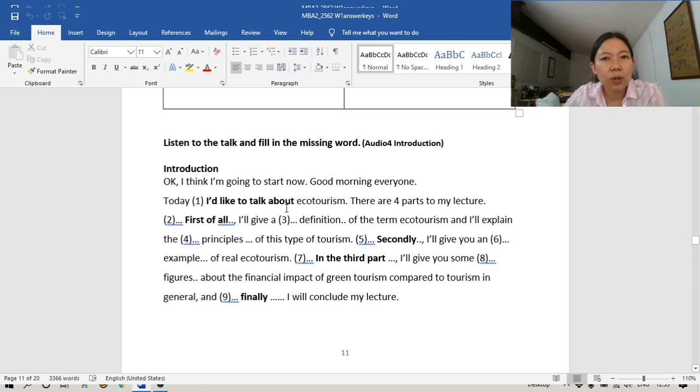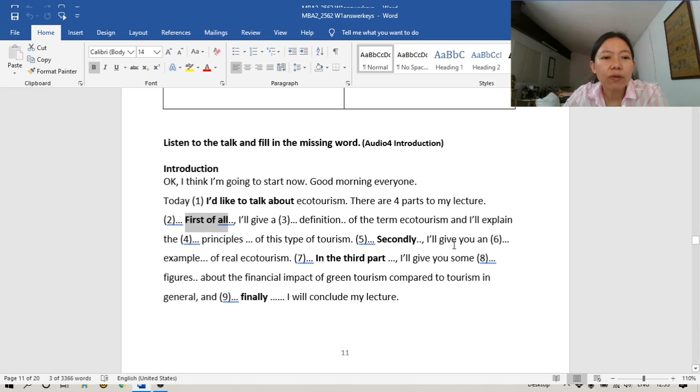Today, I'd like to talk about ecotourism. So the topic of today is ecotourism. There are four parts to my lecture. First of all, the word highlighted here shows how to structure the presentation. First, I'm going to talk about the definition of the term ecotourism, and I will explain the principles. So this is the first topic.